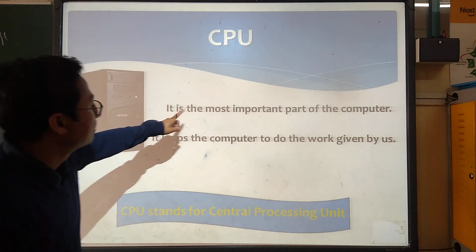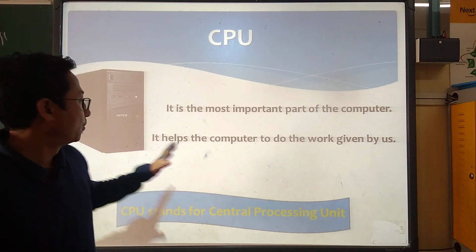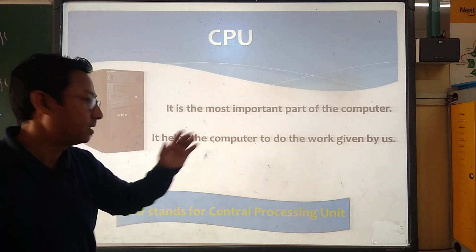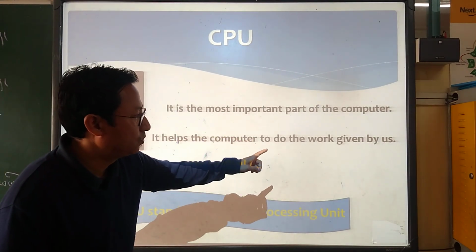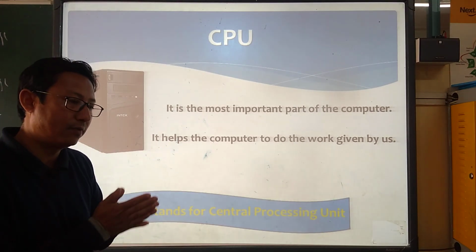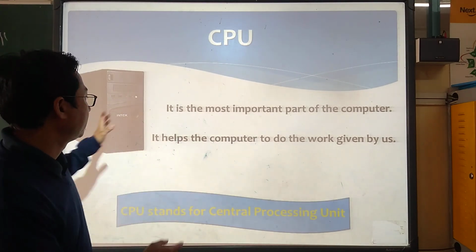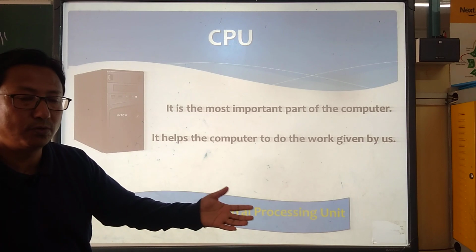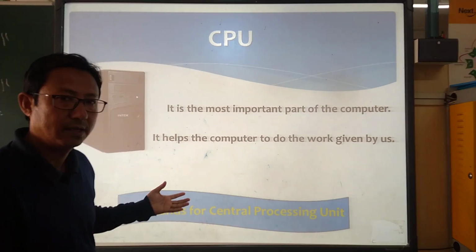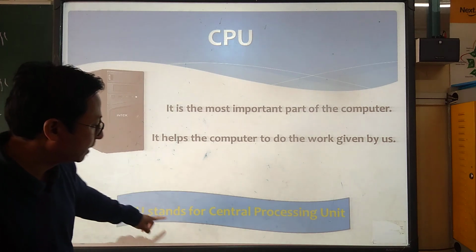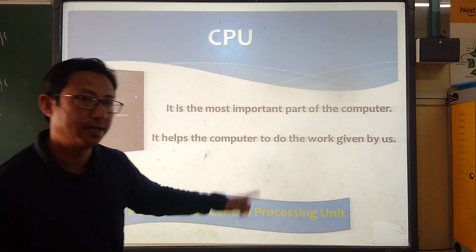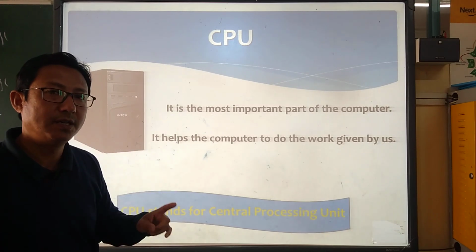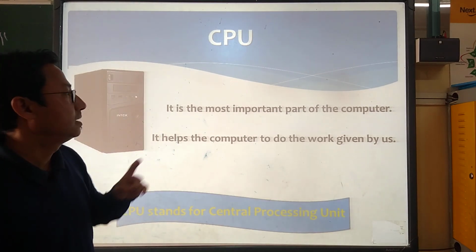It is the most important part of the computer. Without the CPU, the computer is useless. It helps the computer to do the work given by us. If we tell it to type, it will type for us. If we tell the CPU to play music, it will do it for us. If we tell the CPU, I want to watch a movie, it will do it for you. CPU stands for Central Processing Unit. Remember, the CPU is the most important part of the computer. It is the brain of the computer.